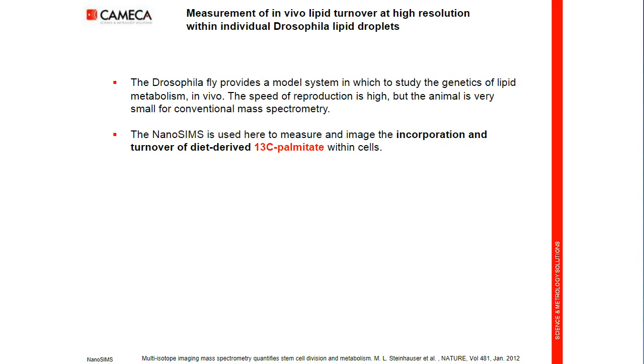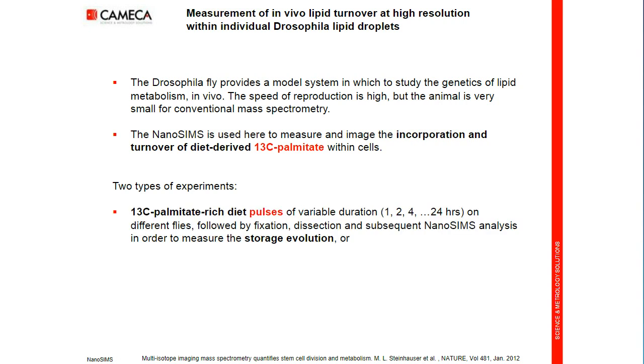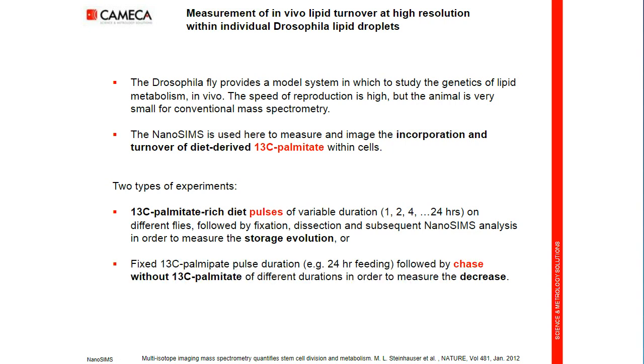So there will be two types of experiments. C13 palmitate-rich diet pulses of variable duration, to study the storage evolution, and also a fixed C13 palmitate pulse duration. Here it will be 24 hours, followed by a chase without C13 palmitate of different durations to measure the decrease.